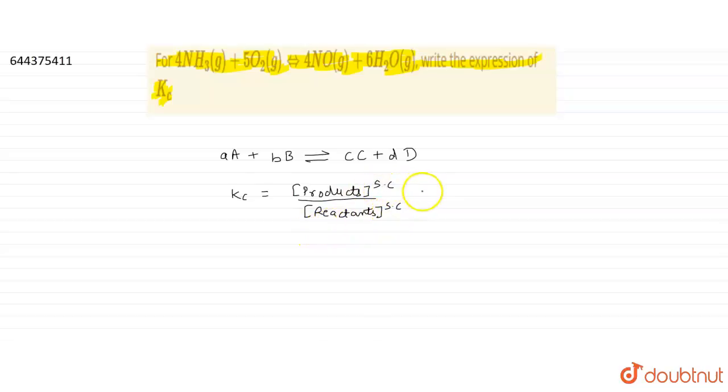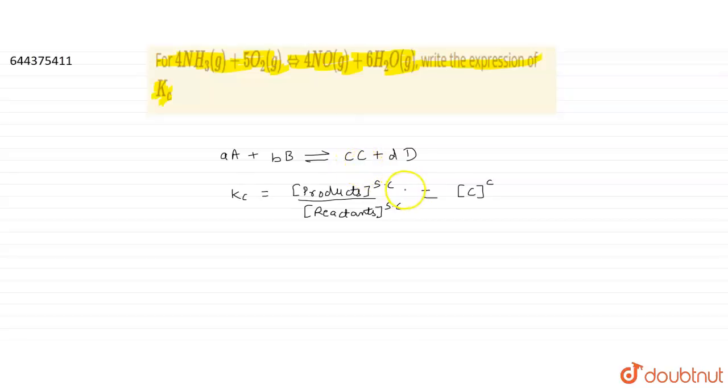And in this general reaction we have two products, C and D, so we will take the concentration of capital C and capital D. We have products capital C and capital D, and small c and small d are the stoichiometric coefficients of capital C and capital D respectively. So Kc will be equals to concentration of capital C to the power small c, because small c is the stoichiometric coefficient of capital C.